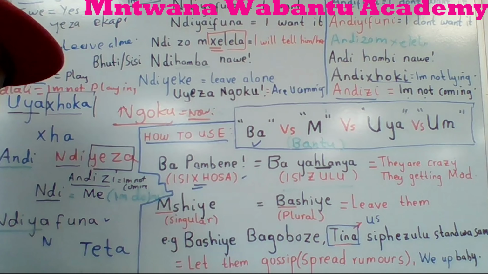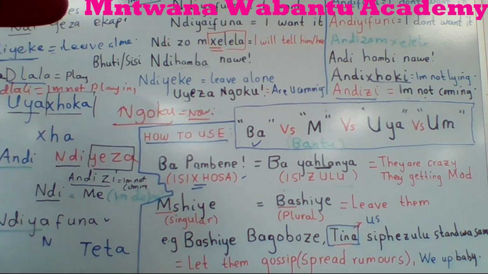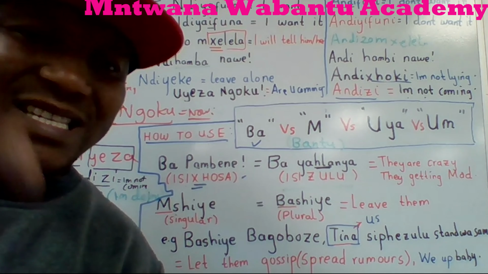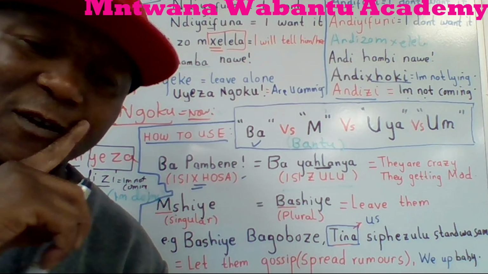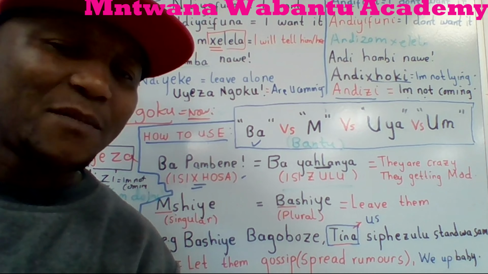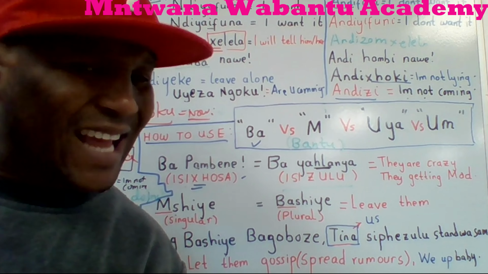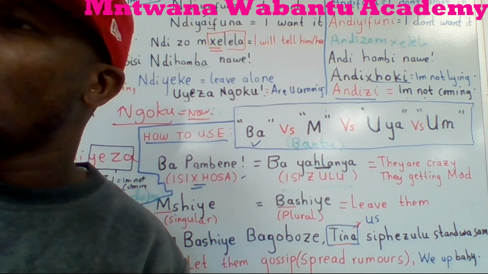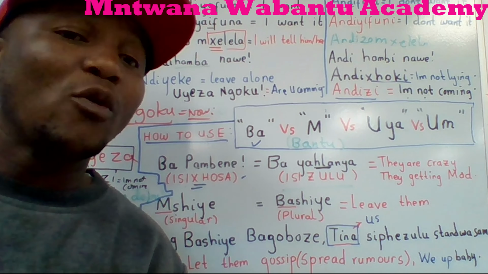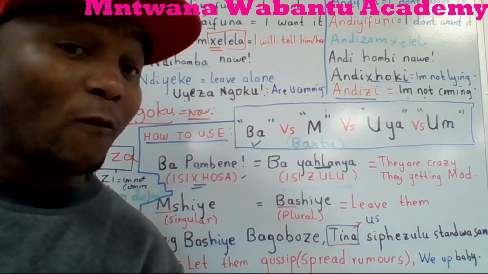So if you want to tell somebody you confuse me, you say uyandipambanisa, ne? In fact, uyandihlanyisa man. So this is for Zulu. Uyandihlanyisa means you confuse me. Or uyandipambanisa for Xhosa. Uyandipambanisa means you confuse me, you drive me crazy.